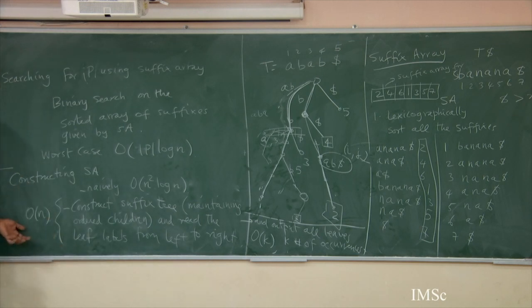for a while this was the best way to construct suffix array in linear time. It was annoying that there is one way to do it in linear time, but somehow can you do it without going through suffix tree? But yes, you can also do it without going through suffix tree. You can construct it in linear time. Okay.